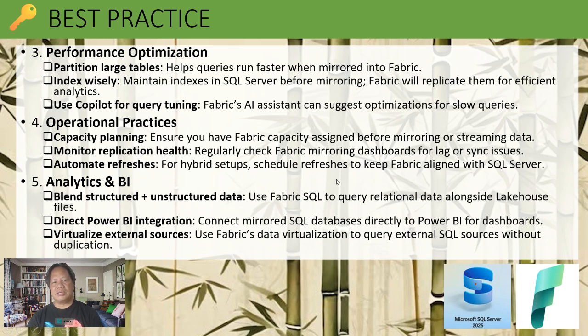For operational practices and capacity planning, ensure that your Fabric capacity is assigned before mirroring or streaming data. Monitor replication health regularly. Check the Fabric mirroring dashboard for lag or sync issues. And then automate refresh. For analytics and BI, for unstructured data, use Fabric to query relational data alongside lakehouse files. And connect Power BI to your mirrored instance. And then virtualize external sources. Use Fabric data virtualization to query external SQL sources without duplication.